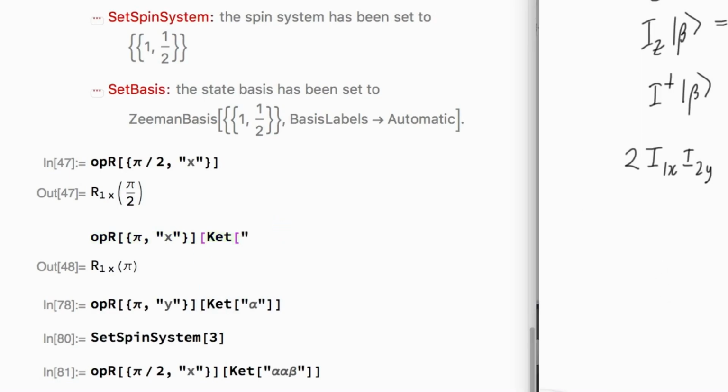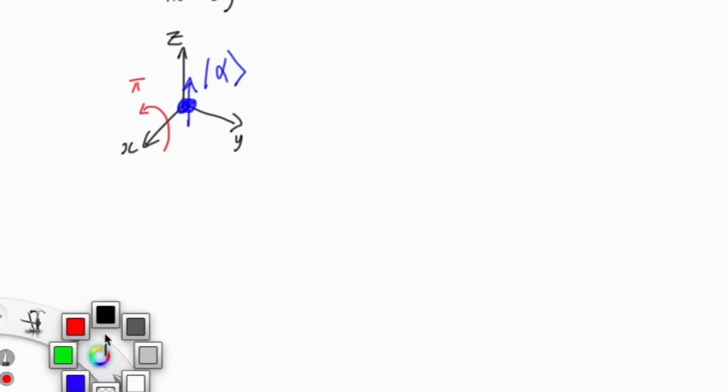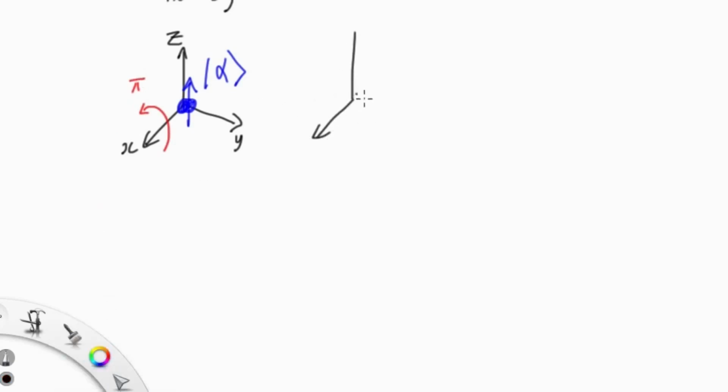So let's think about what we're doing here. Suppose we have ket alpha, a spin which has angular momentum along the z-axis, and now we rotate it by pi around the x-axis. The result is a spin which now has angular momentum along the minus z-axis, ket beta.